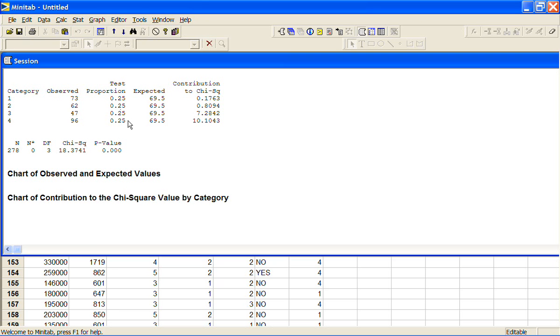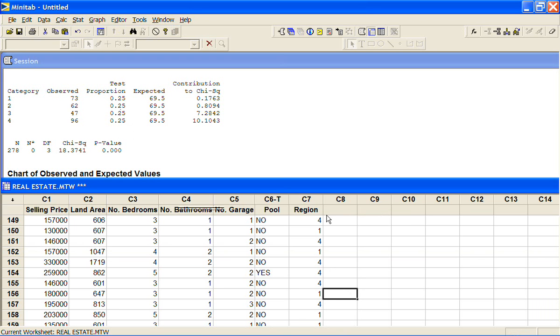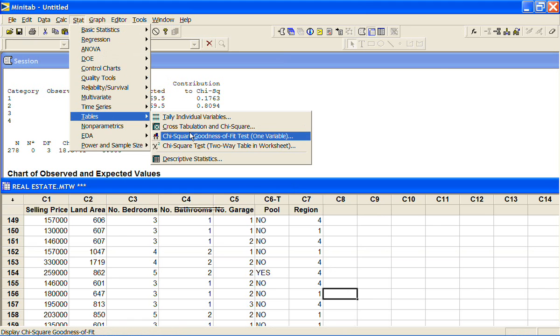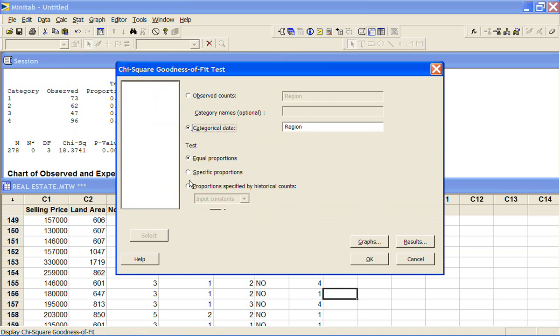Now the second way of testing this is if we go back to tables, chi-square, one variable. Now instead of equal proportions, we had in the lecture notes some historical counts of new homes being built, and they were 25%, 20%, and 35%. So now we can test to see if the region data actually matches this historical data of new homes being built. Okay.